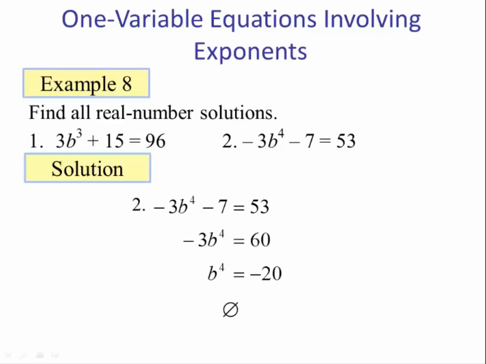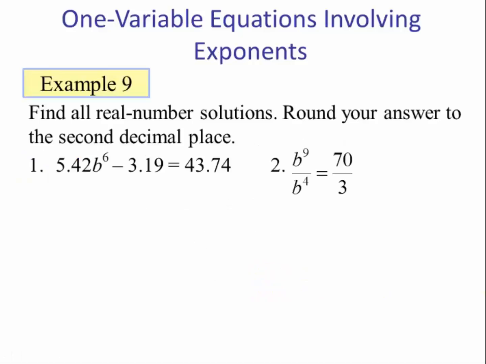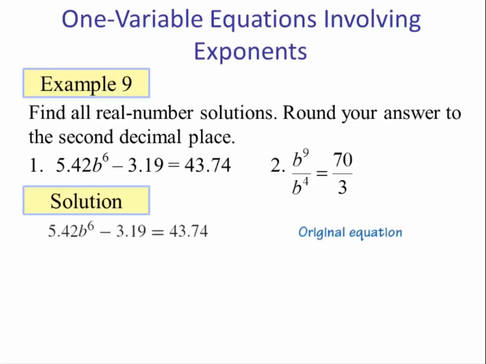It's the empty set. If you try to take negative 20 and raise it to the 1/4 power on your calculator, it will tell you no real solution. So we are finished. Example 9. Find all real number solutions. Round your answer to the 2nd decimal place. We'll begin with number 1.